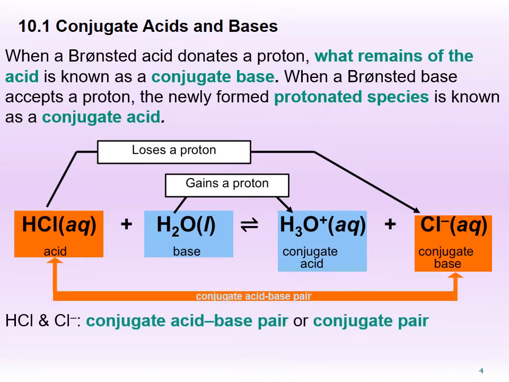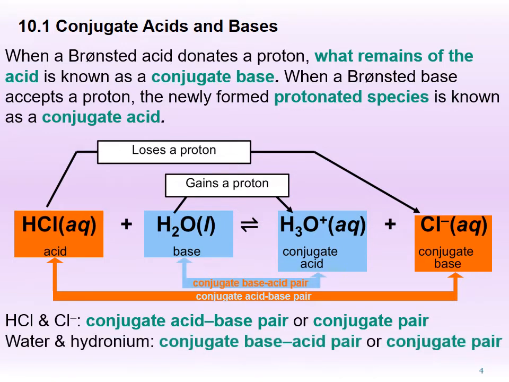HCl and Cl- are a conjugate acid-base pair, or a conjugate pair. Water and hydronium are a conjugate base-acid pair, or a conjugate pair. A conjugate pair differs by H+. Now, why is a conjugate acid considered an acid? It is because it can donate H+ to the other product, which is a base.